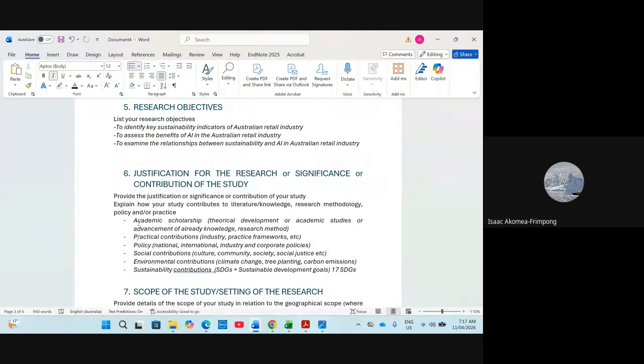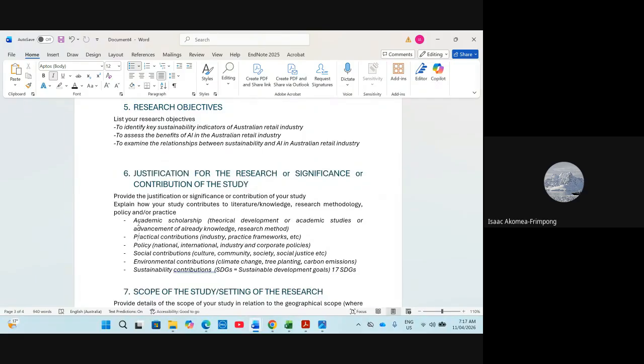Then what's your study's contribution to practice? How is your study going to contribute to practice? Industry practice frameworks, including practice policies for organizations, for practitioners. You need to state that. Then the policies could be national policies, international policies, industry.